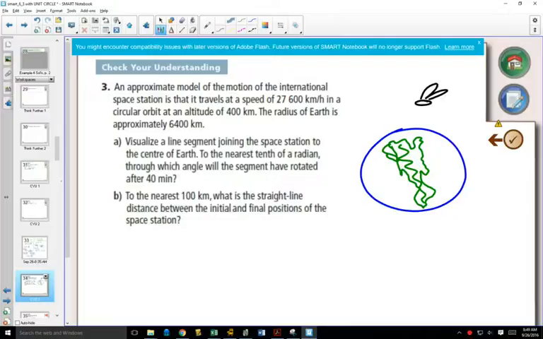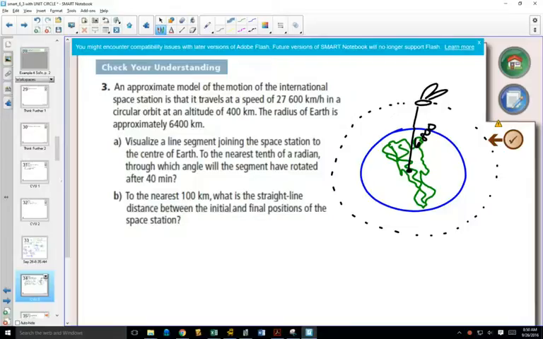Perfect. And that space station is 400 kilometers above the Earth's atmosphere, and the radius of the Earth is 6,400 kilometers. So if we went right from the center, this part would be 6,400, and this would be another 400. And so this whole thing would be 6,800. And this space station is orbiting, so it also is going around in a circle. And we know that it's traveling fairly fast, 27,600 kilometers per hour.